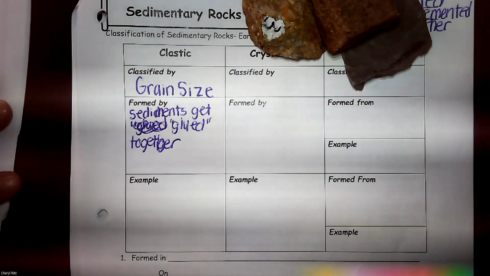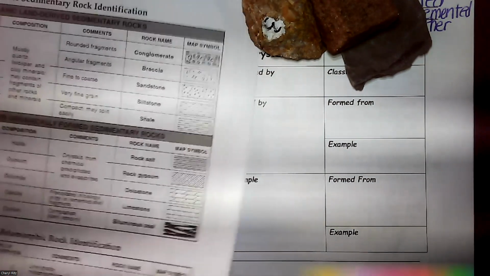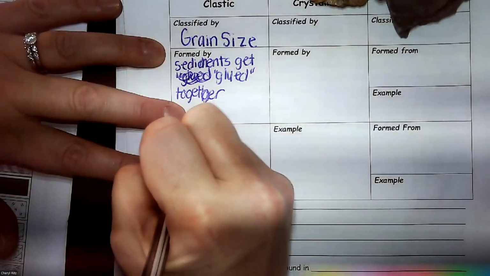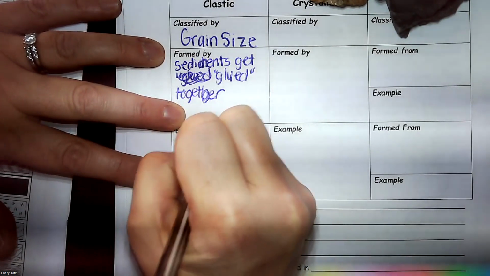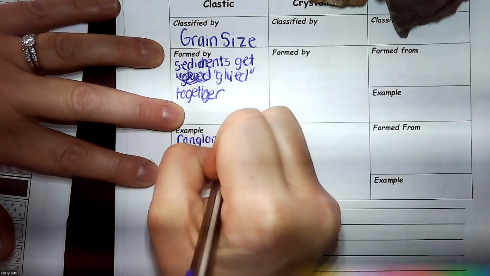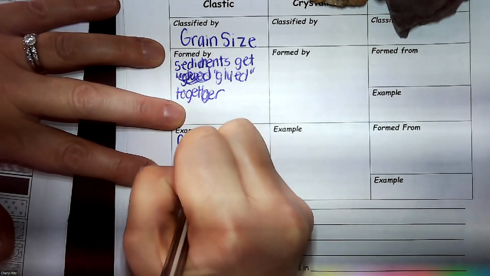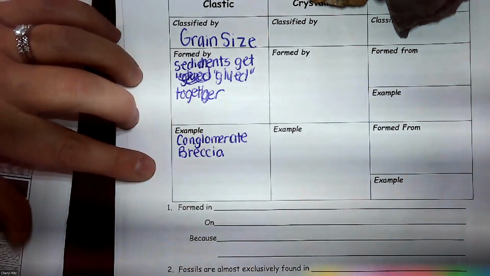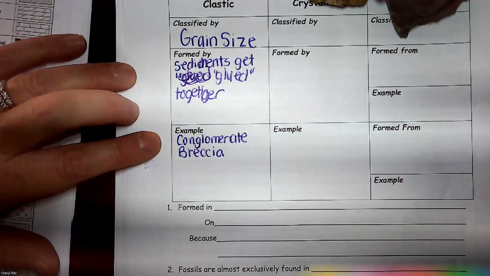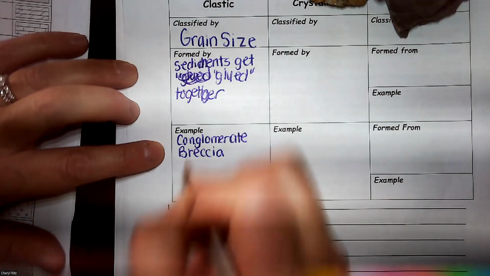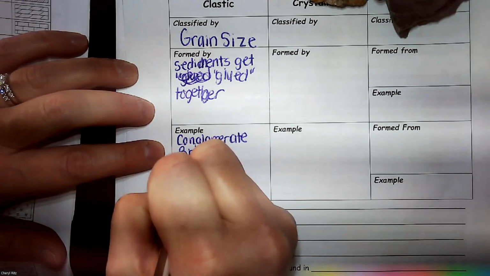There are 5 examples on the reference table. I think you have room to write all 5. So there are conglomerate, breccia. I have heard it pronounced lots of different ways, but I don't see breccia on there at all when I look at it. So I still am stuck with breccia. Sandstone, siltstone, and shale.